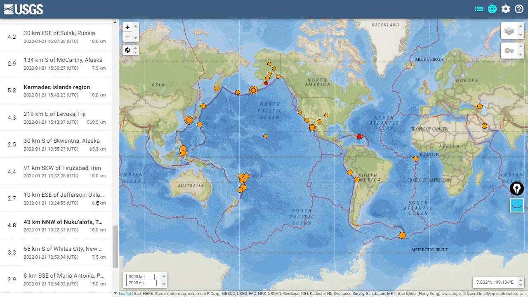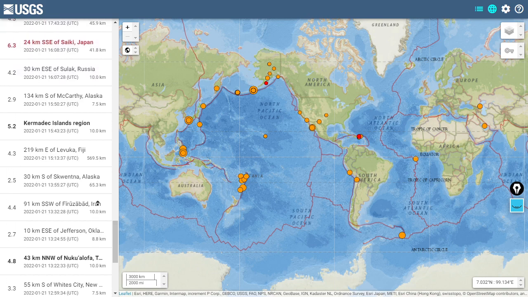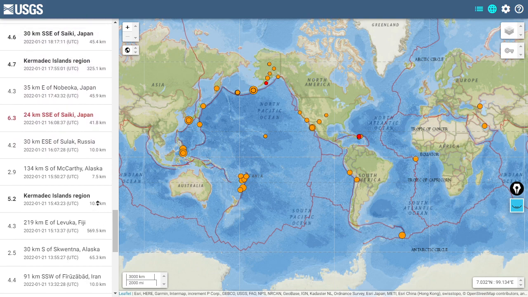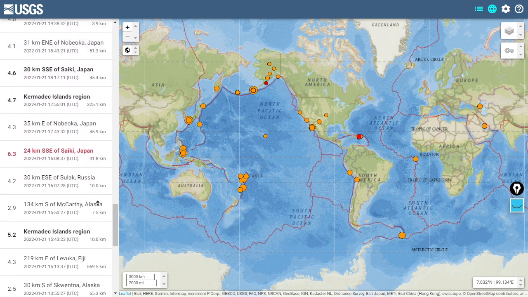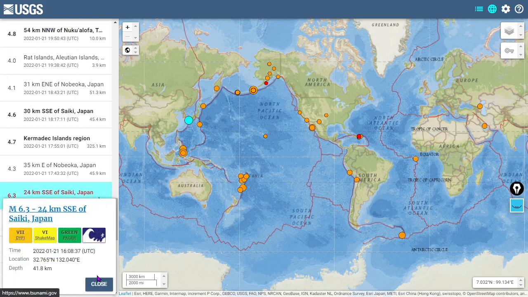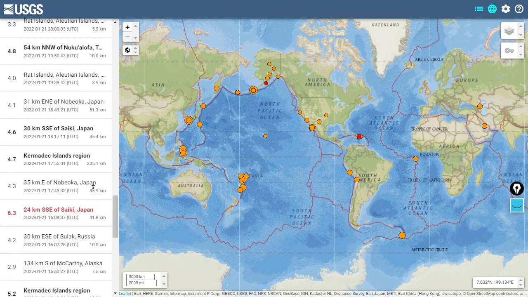And let's scroll up the list here. What happened was we saw an earthquake in Japan. That was a 6.3. That was the largest of the past 24 hours. Then we saw a 6 magnitude, I think it was a 6.1 in the Philippines. We'll get to it. So there was the first one, 6.3 in Japan. That happened at 16:08 Universal Time yesterday.